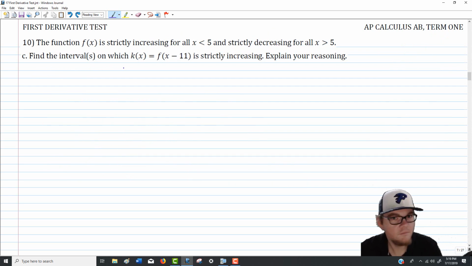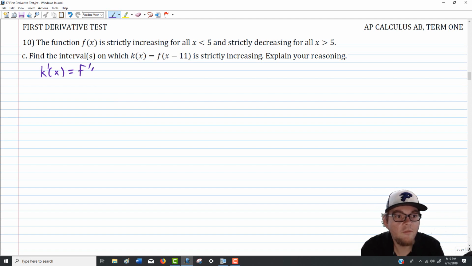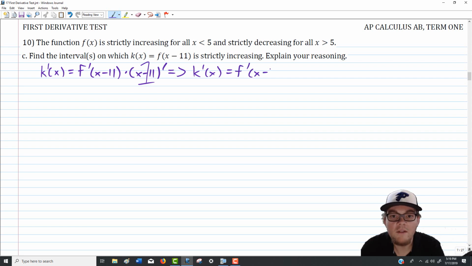Okay, similarly, but a little bit more challenging. It wants us next in part 10c to find the intervals on which k of x equals f of x minus 11 is strictly increasing. So in this case, I'm going to start in the exact same place. k prime of x is going to be equal to f prime of x minus 11 times the derivative of x minus 11. But you probably already realized that x minus 11's derivative is just 1. So that means that k prime of x is just equal to f prime of x minus 11.